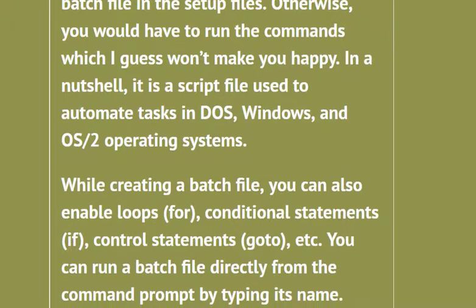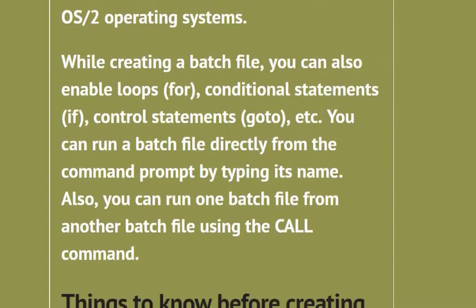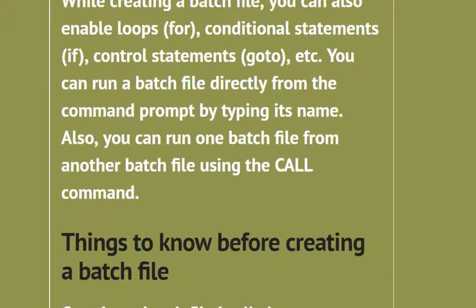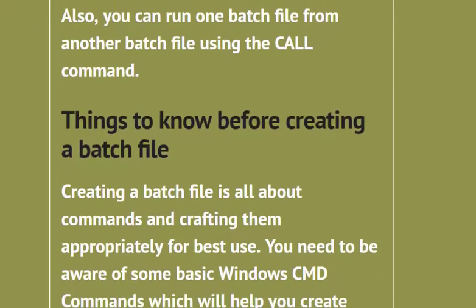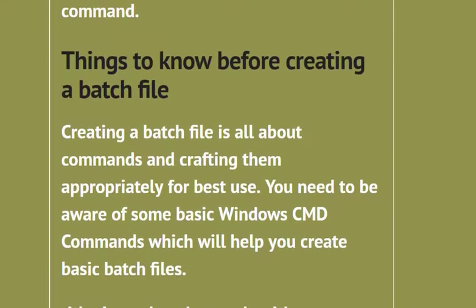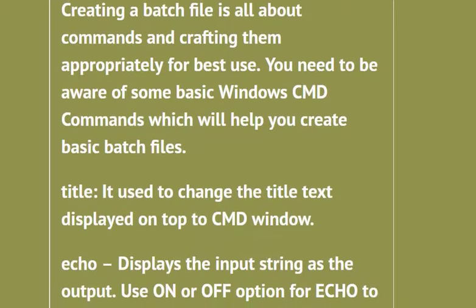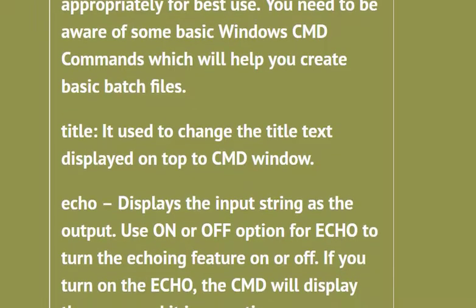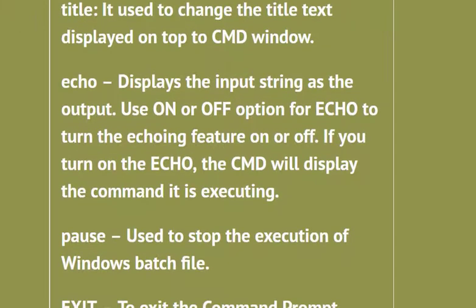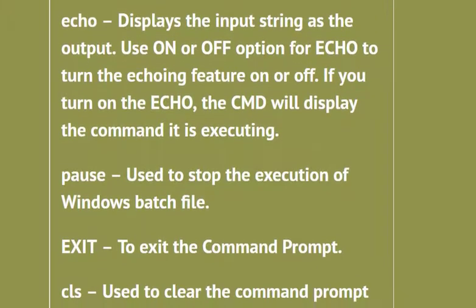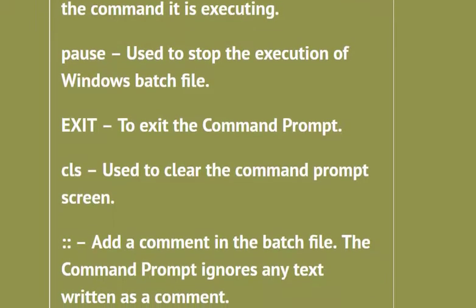Things to know before creating a batch file. Creating a batch file is all about commands and crafting them appropriately for best use. You need to be aware of some basic Windows CMD commands which will help you create basic batch files. Title: used to change the title text displayed on top of the CMD window. Echo: displays the input string as the output. Use the on or off option for echo to turn the echoing feature on or off. If you turn on the echo, the CMD will display the command it is executing.